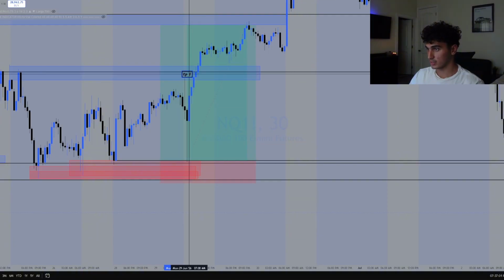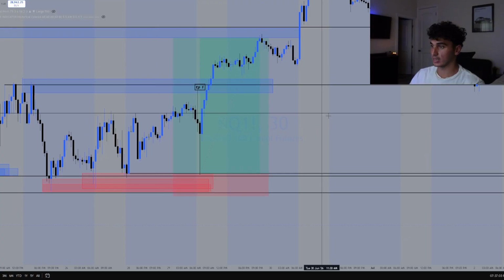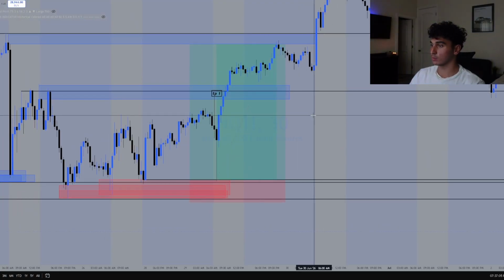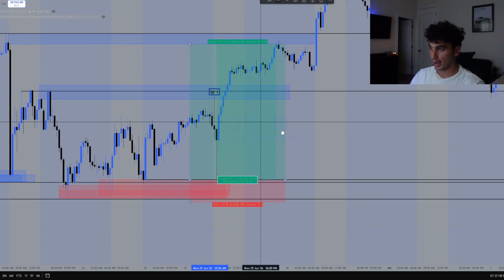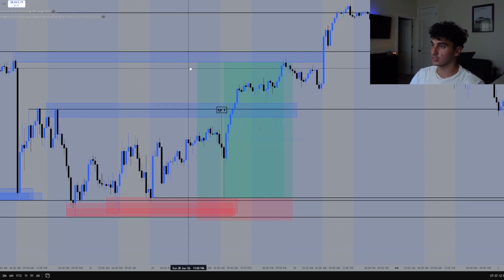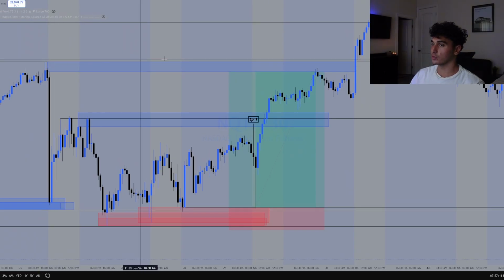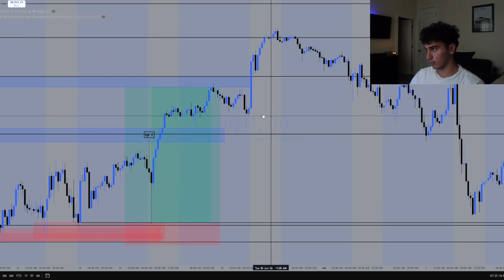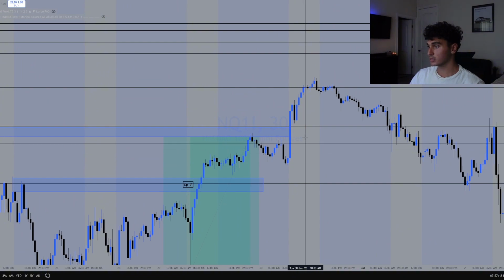So once price taps in, we would then take partials on this, maybe even move our break even, which is what I would do in this scenario. And then, like I said, we have that final TP up at this 30-minute supply right here. Okay, we can see price does continue a bit higher.